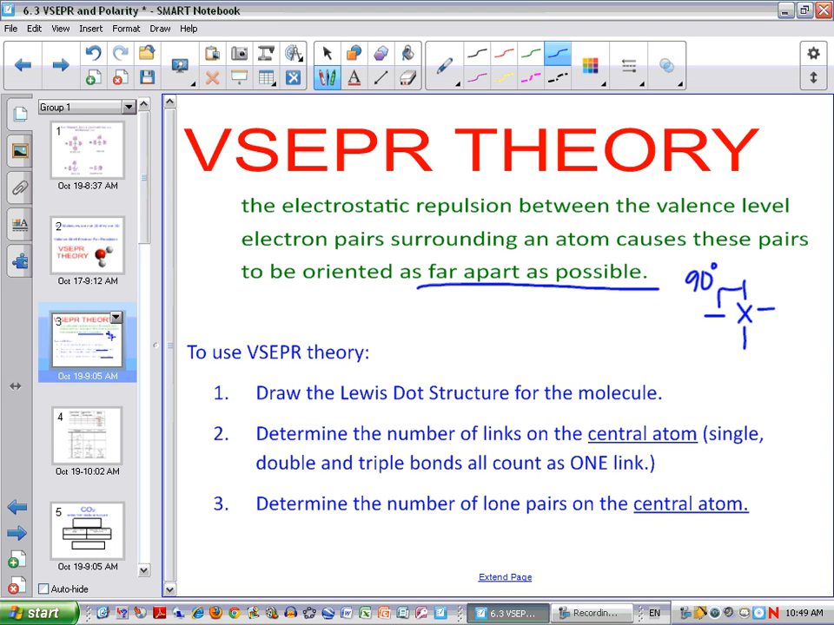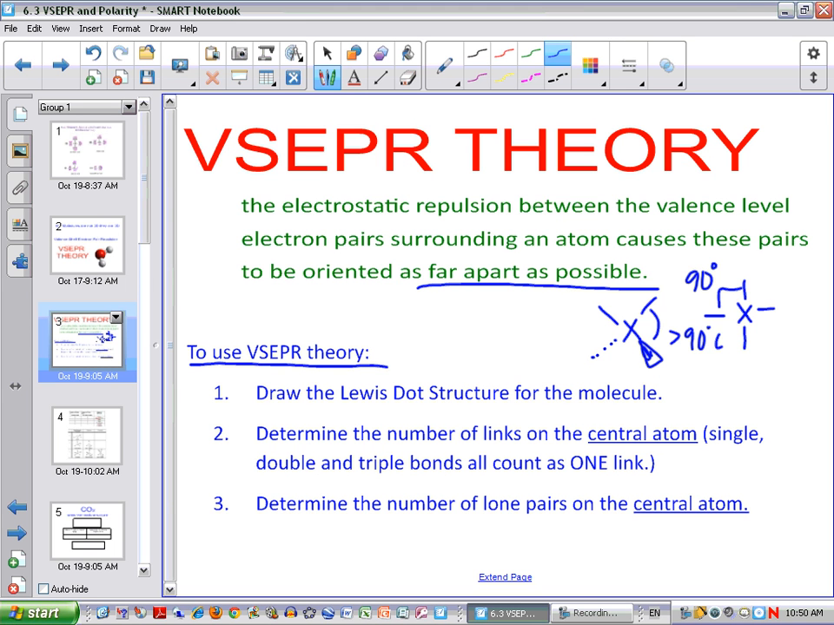But in 3 dimensions, it's almost impossible to draw this. I'll show you guys my little picture. But one's going back into the board and one's popping out of the board. You can actually make these angles greater than 90. And so that's what they're going to do. They're going to form these 3-dimensional shapes that have angles greater than 90. So how do you use VSEPR theory?